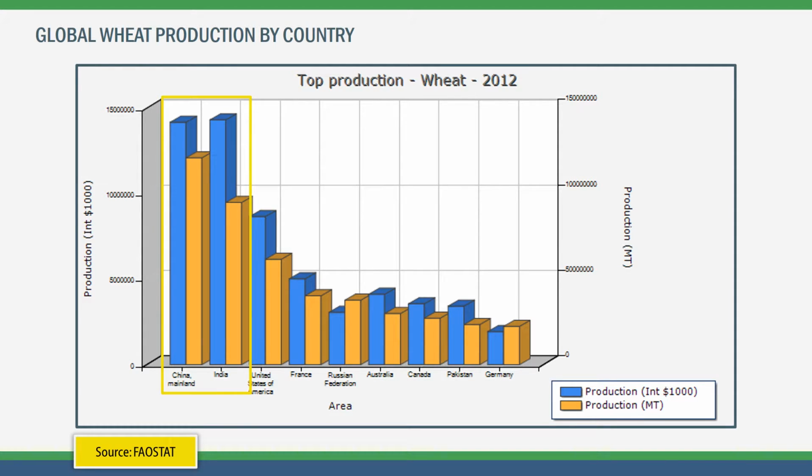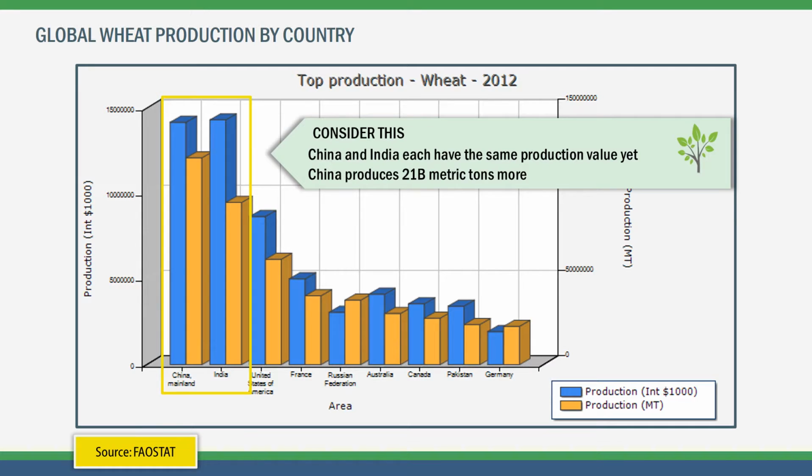The leading countries in terms of hectares of wheat planted are China and India, followed by the United States, France, and Russia. China and India each have a total production value of approximately $14 billion, despite China producing 121 million metric tons versus India's 95 million metric tons.